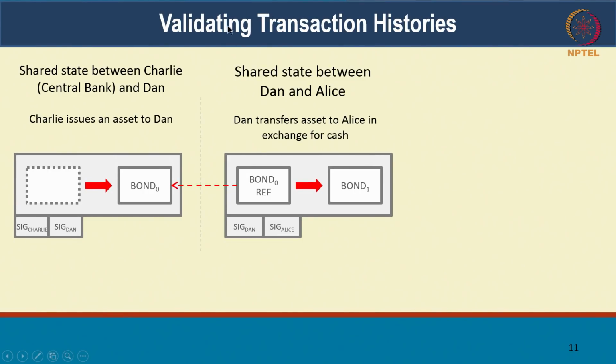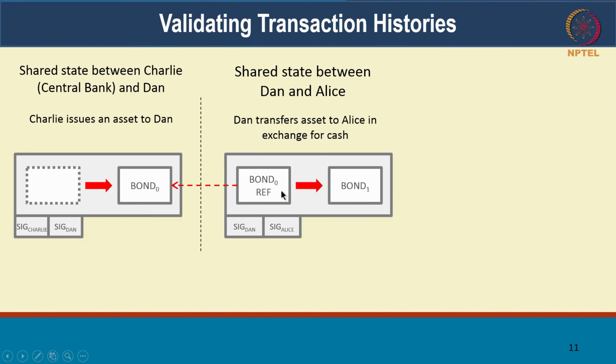So now how does validation of transaction histories work, right? Let's say there is a central bank that issues a particular asset to Dan. So this is a bond that's issued. Charlie is the central bank here. So it's signed by Charlie, and once Dan accepts it, Dan also signs it with his signature. So that's a transaction that's recorded on blockchain.